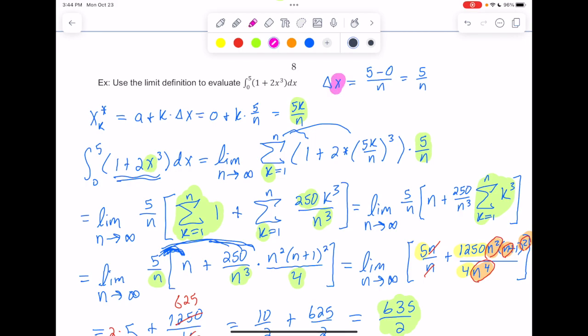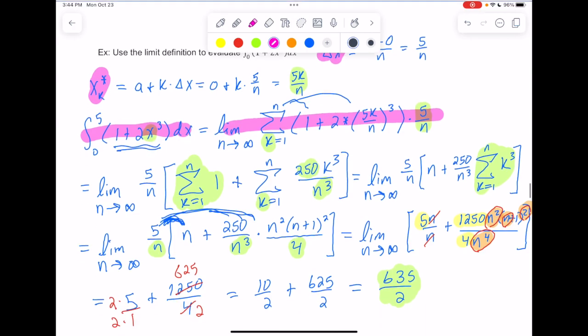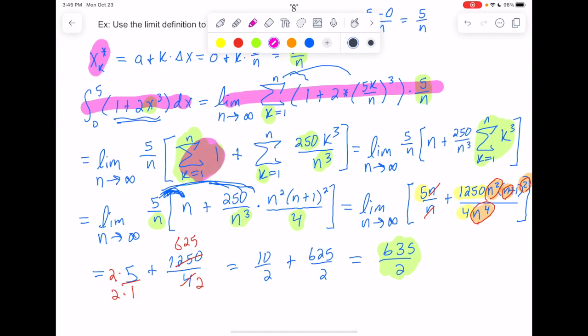So you want to figure out your delta x, figure out your xk star, take the definite integral, rewrite it as the limit of the sum. Then you're trying to get those sums to a place where you know the formula, the sum of a constant, the sum of k cubed. Those are things we had formulas for in the previous page. Once you do that, you can get rid of the sums. Once you get rid of the sum, you can take the limit. And the limit part should be the easiest part, as long as you're paying attention to what is the power of n in the numerator and denominator. If it's the same, the limit as n goes to infinity is just the ratio of the coefficients, and that can speed you along. All right, let's go ahead and continue on.